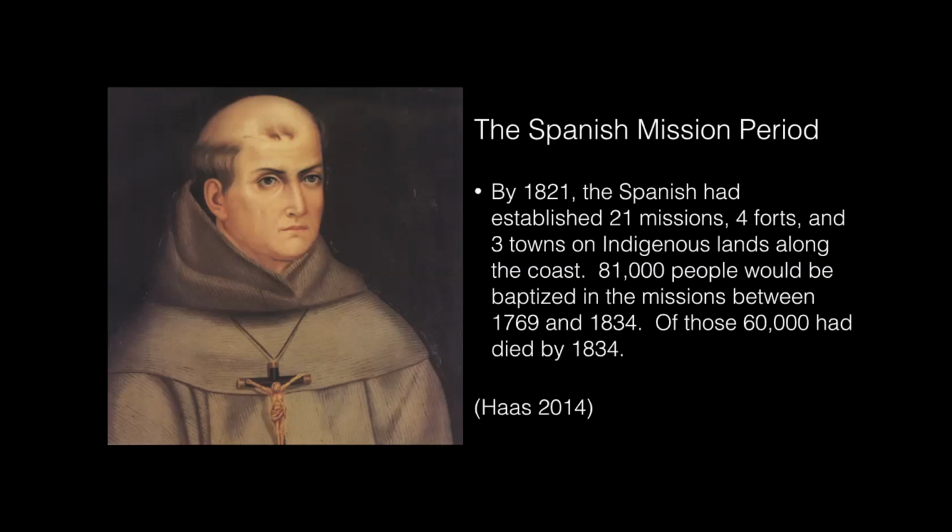And you can see by 1821, the Spanish had established 21 missions, 4 forts, and 3 towns on indigenous lands along the coast. 81,000 people would be baptized in the missions between 1769 and 1834. Of those, 60,000 had died by 1834. The important thing to note about these numbers is they're only counting the native people who died in the missions. They are not counting the countless other Native Americans who died outside of the missions who were never baptized.